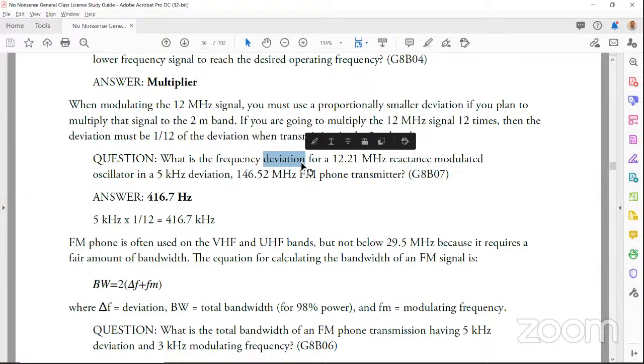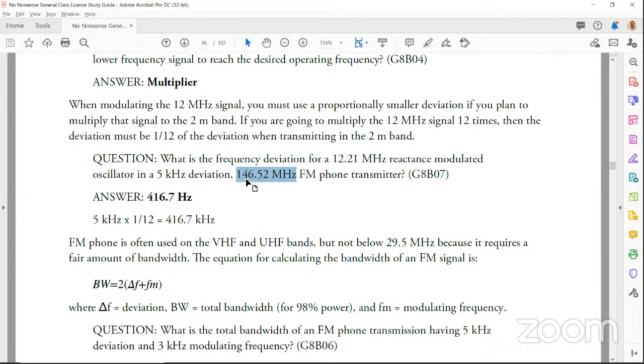Remember we said that when you have a signal that you are multiplying because it's an FM transmitter, we start off with a 12.21 megahertz signal, and then we multiply it to reach 146.52. We just happen to know, we calculated it as a worked example last class, that to go from 12.21 megahertz to 146.52 megahertz, when we multiply, we are using a 12 times multiplier.